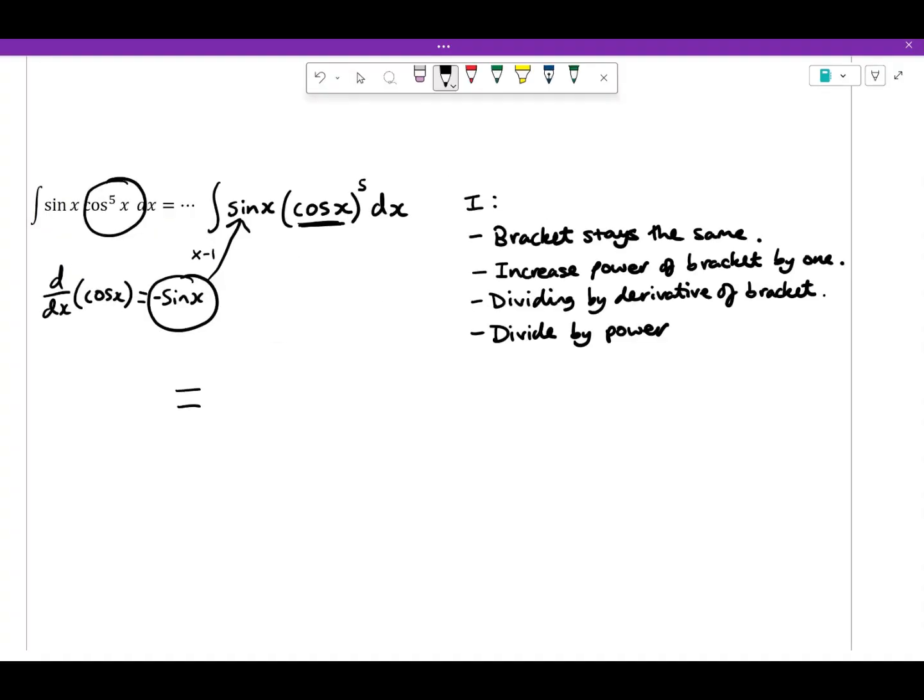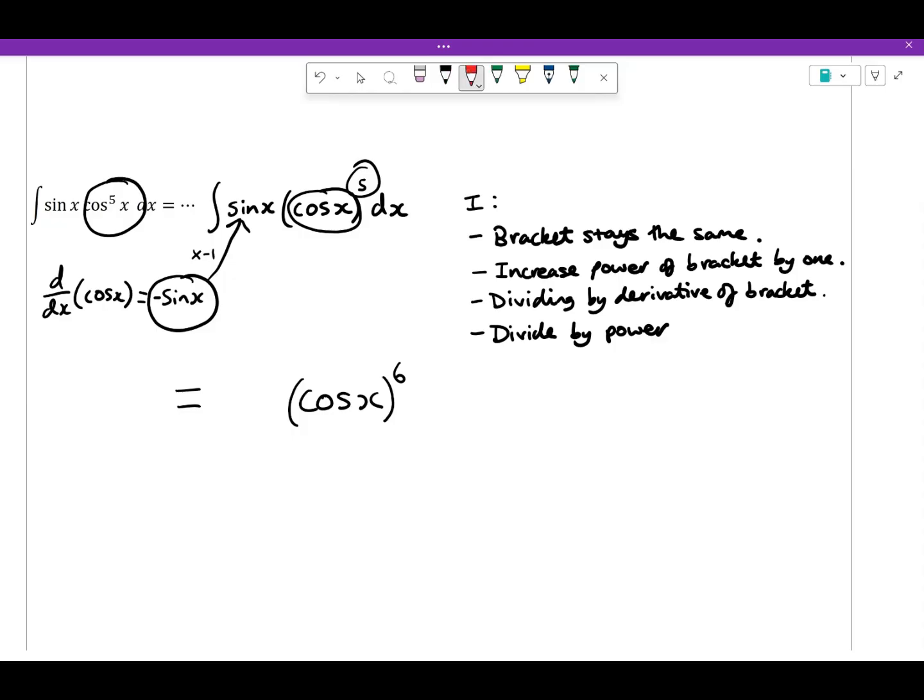Let's do my integral. So it says the bracket stays the same, so that would be the cos x in here. That's going to remain exactly the same. It says increase the power of the bracket by 1. So instead of power of 5, we're now going to have power of 6. We're then going to divide by the derivative of the bracket.